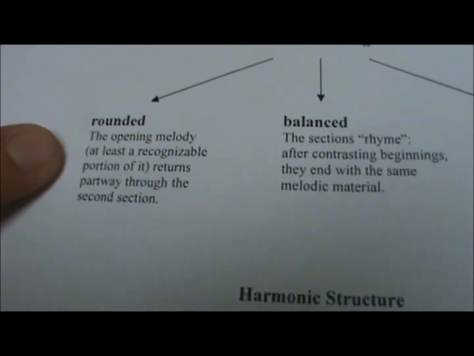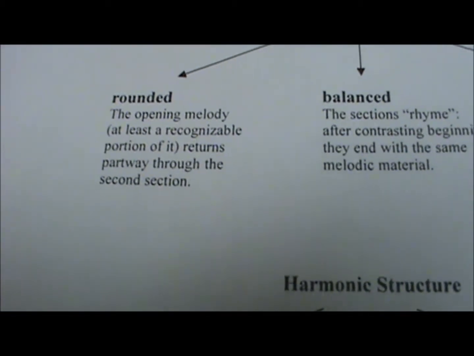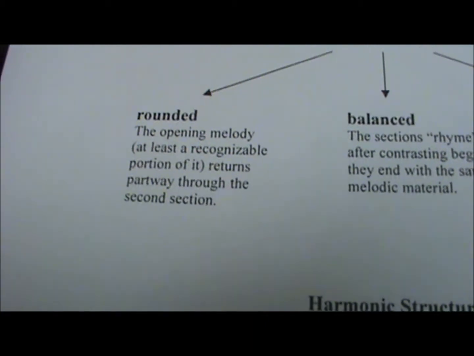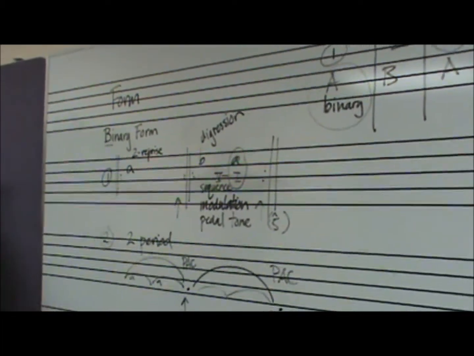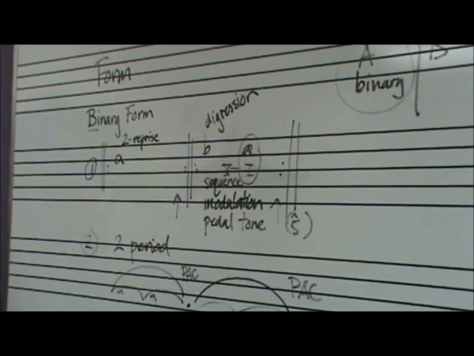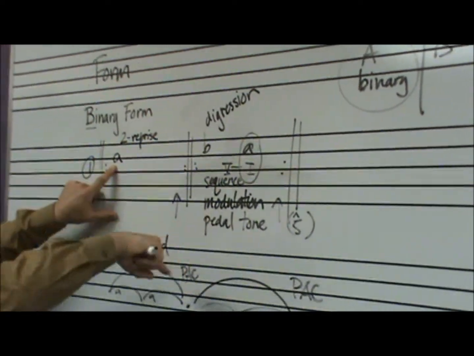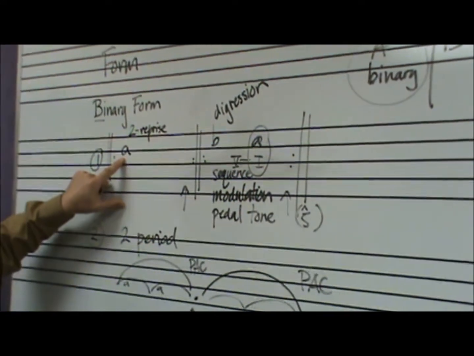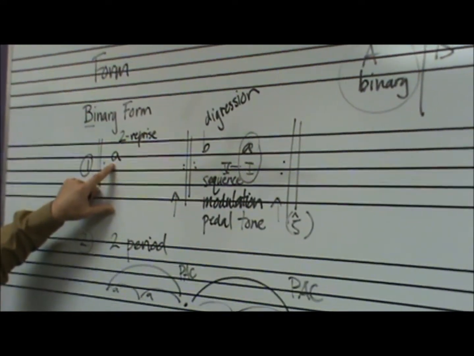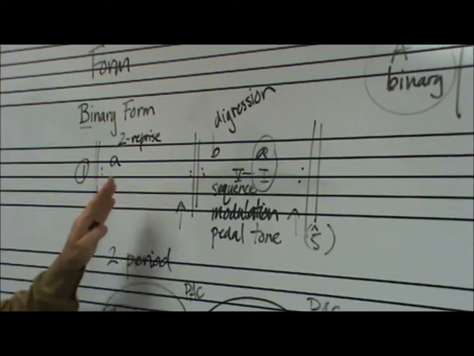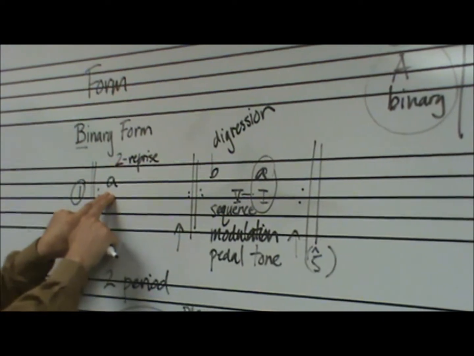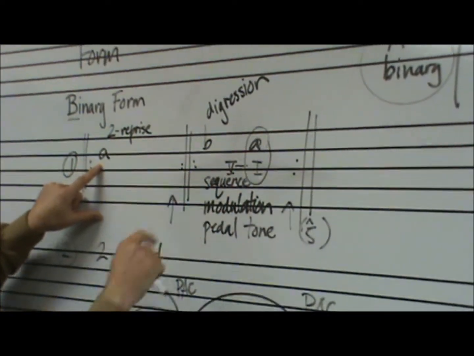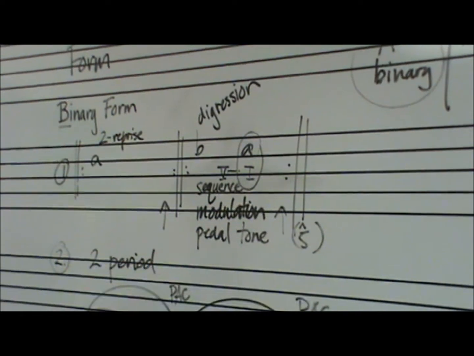Rounded is the most common. And rounded means just like when a circle comes back around. You turn your wheel and you're back where you began. So up here, already I've got this kind of format. This is rounded. When the beginning, you cycle back and you get back to A at the end. That's why it's rounded. You've rounded it off, people say. So, departure and return at the end. Now, it's the opening idea, A material, coming back partway through the second section.